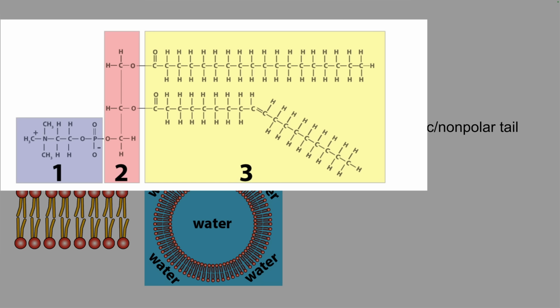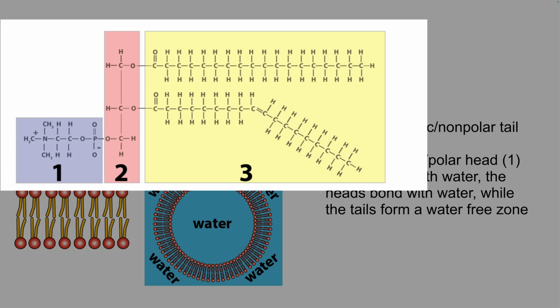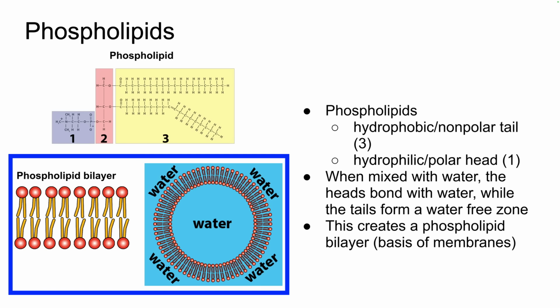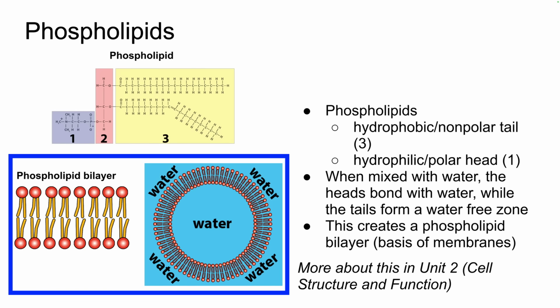They have a hydrophobic nonpolar tail that's seen at number 3, and they have a hydrophilic polar head at 1. When mixed with water, the heads bond with water while the tails form a water-free zone. This creates a phospholipid bilayer, which is the basis of membranes. We'll talk about this much more in Unit 2.